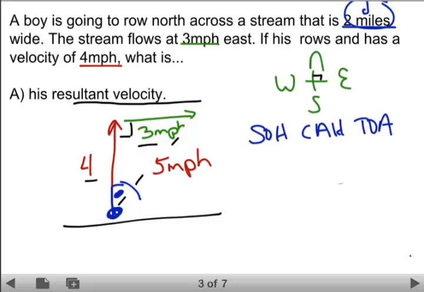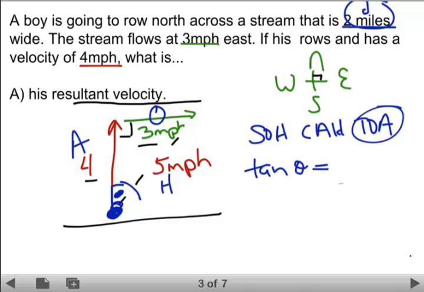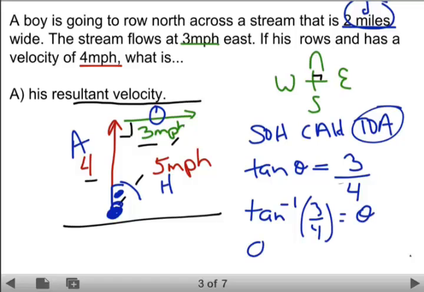If I'm trying to find this angle down here, this would be my opposite, this is my adjacent, and this is my hypotenuse. I'm going to use opposite and adjacent because that's what they gave me, so I'm going to be using TOA. So tan of theta is equal to opposite over adjacent. Then we put that in our calculator as tan^-1 in brackets, 3 over 4, is equal to theta, and so theta should equal 37 degrees. Take a minute, confirm that that works for you. You can pause the video at any time.